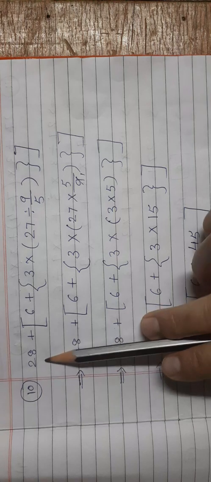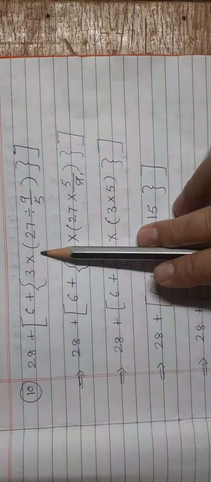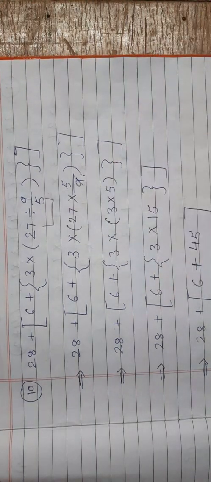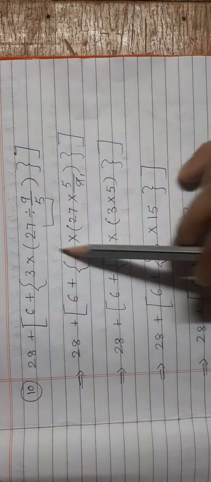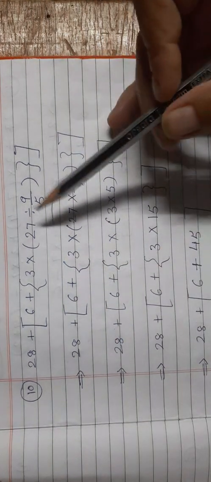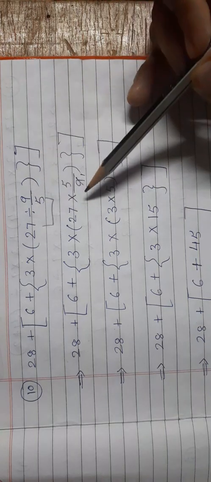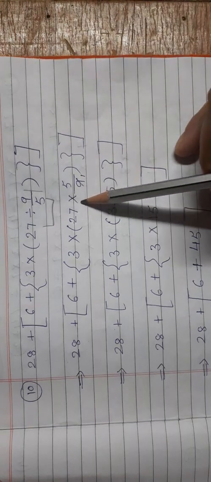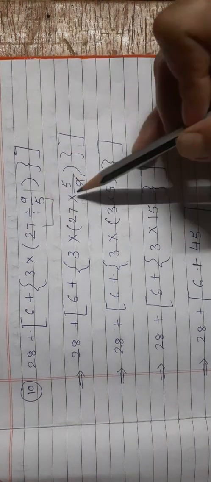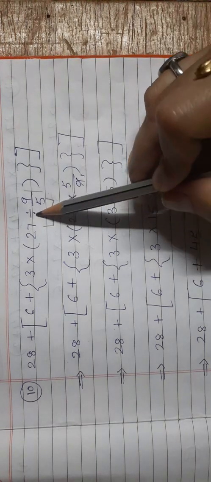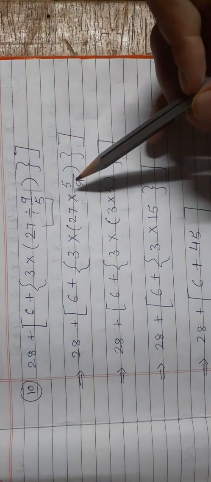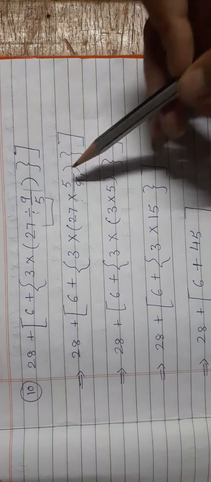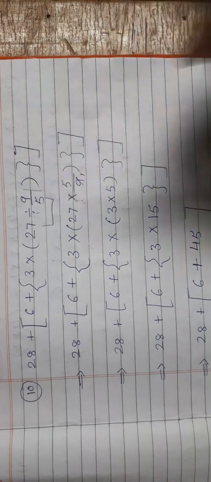Now question number 10 is 20 plus 6 plus 3 into 27 divided by 9 upon 5. First we solve the small bracket and keep the remaining digits same. For solving the small bracket, we have to take the reciprocal of this fraction and change the sign. Now we put the multiply sign instead of divide and take the reciprocal of the fraction, 9 upon 5 instead of 5 upon 9.